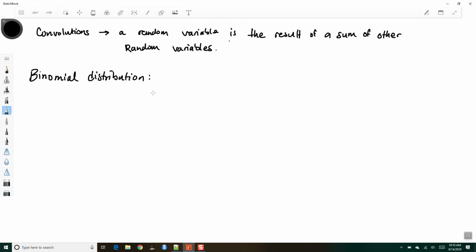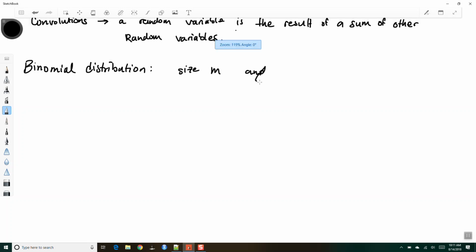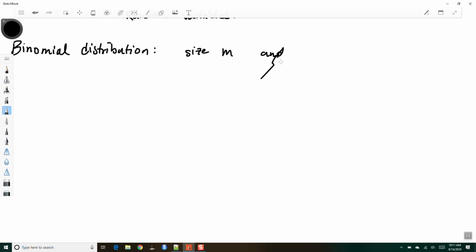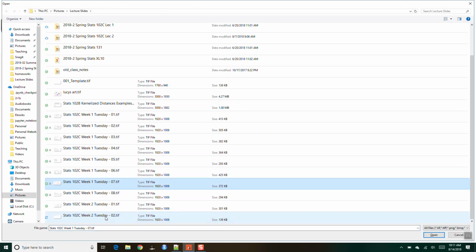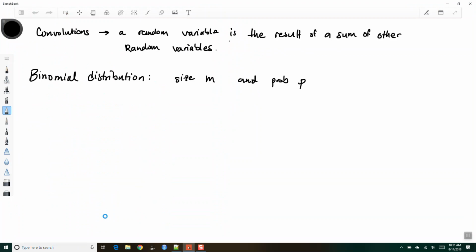Okay, anyway. All right, so if we have the binomial distribution with size parameter m and probability p, what is this defined as?